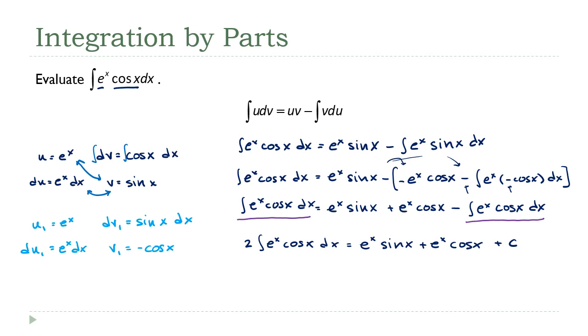Because now I have an integral equals a function that doesn't have an integral in it. And that's the point where I'm thinking, okay, this is where I need to add a constant. So now all I have to do to get my final answer is divide both sides by 2. The integral of e to the x cosine of x dx is equal to 1/2 e to the x sine of x plus e to the x cosine of x plus, okay, c divided by 2.